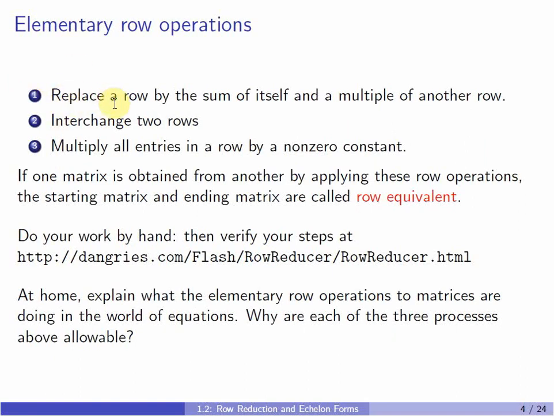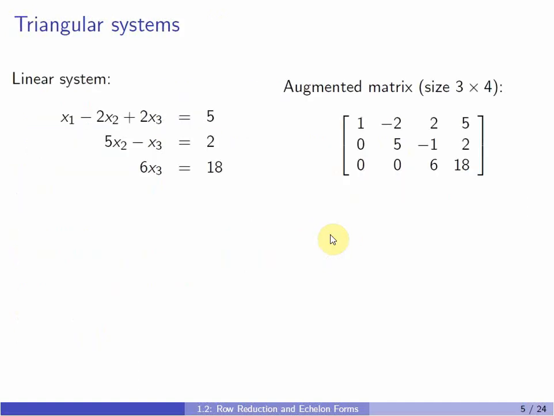Okay, so the 3 elementary row operations are right up here. First, you can replace a row by the sum of itself and a multiple of another row, the key being that for the row that you're replacing, you can only have one copy of that row. And we'll see examples of that in a moment. Second, you can swap 2 rows, or interchange 2 rows. And third, you can multiply all the entries in a row by a non-zero constant. Okay, those are the 3 row operations. You will master these very quickly.